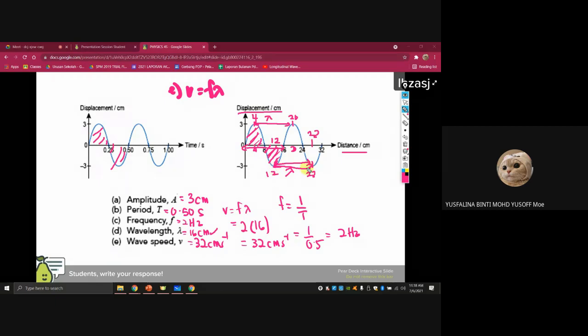Or you can use trough to trough. So this one is 28, this one is 12. So if you want to find the wavelength, 28 minus 12. So you will get 16 also. So are you clear? Yes, teacher. Thank you. Alright, welcome.